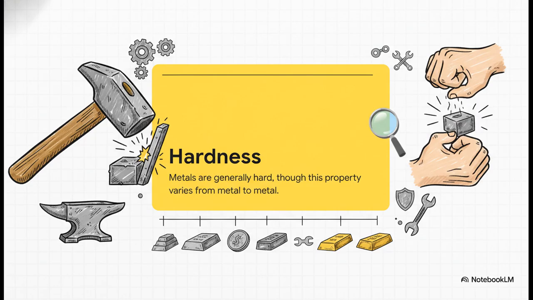Next on the checklist, hardness. I mean, you can't just crumble a piece of steel in your hand, can you? Metals are typically tough. They resist being scratched or dented. And while, yeah, some are harder than others, this general sturdiness is a key metallic property.